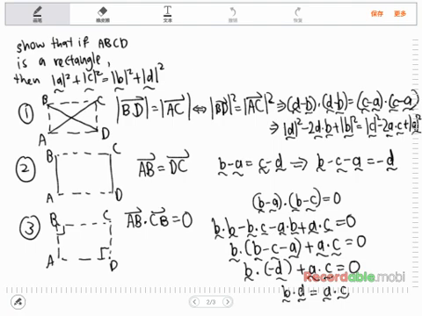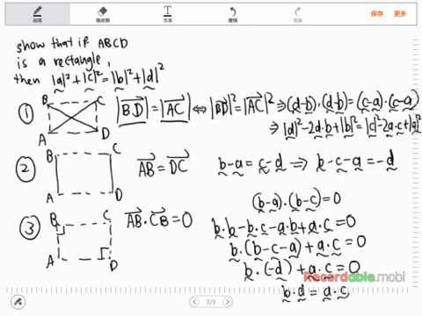Some students make the mistake of saying BD equals AC. That is incorrect, right? It's the lengths that are equal. Mod means the length. The length of BD and the length of AC are equal, or the distance of B to D is equal to the distance of A to C. Mod is actually the distance function. So BD equals AC is wrong because they have different directions. So if the mods are equal, the squares of the mods are equal.